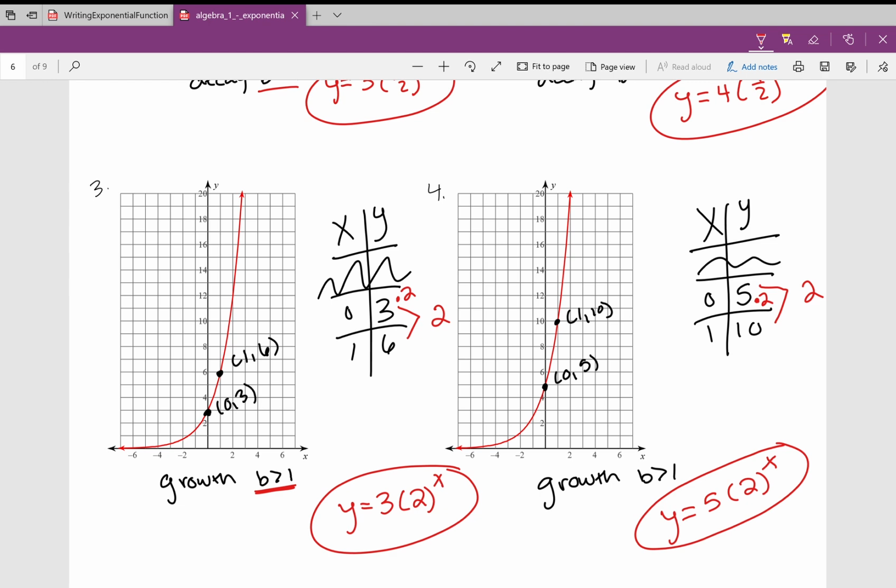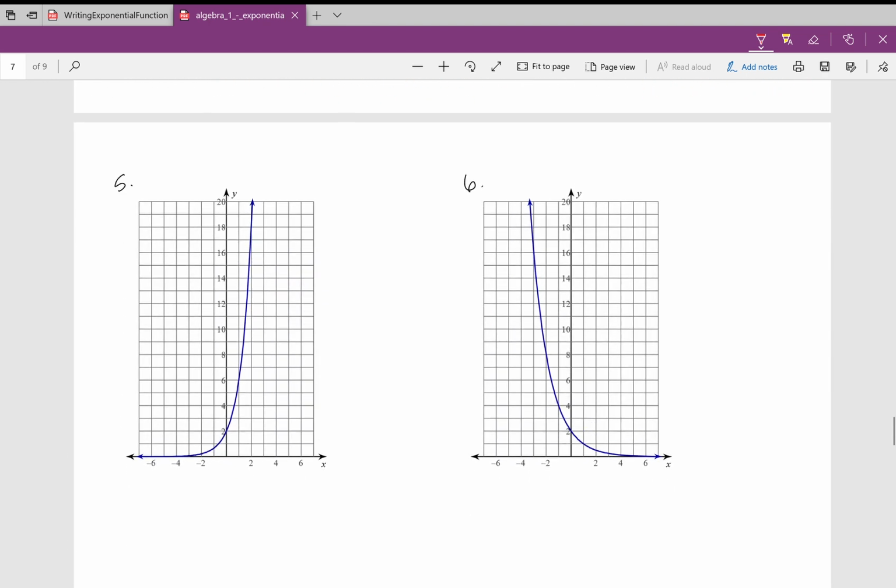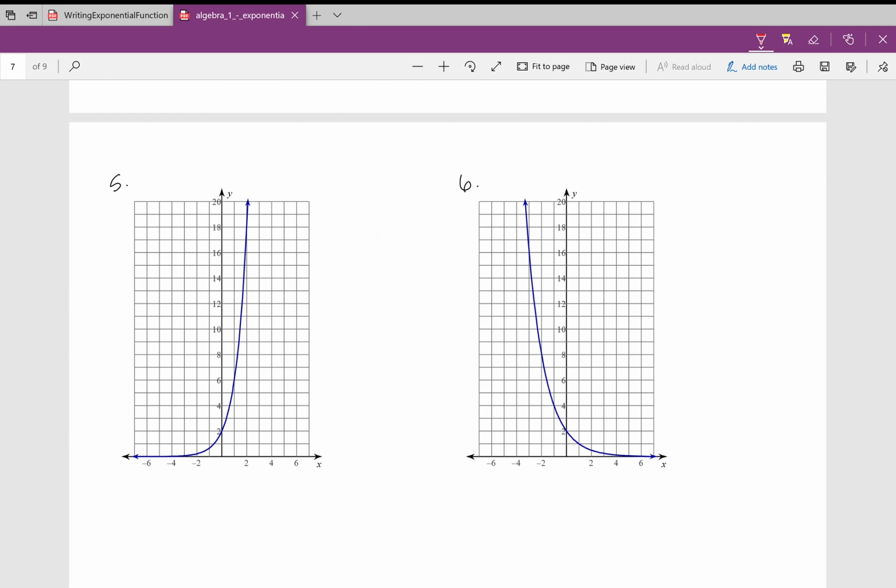Okay. Now you guys are going to work on number 5, 6, and 7 on your own. So go ahead and start with number 5. Okay, so what you should have got for number 5, or at least remember these steps, is to first determine if it was a growth or a decay. So you should have mentioned that it was a growth where b is greater than 1.